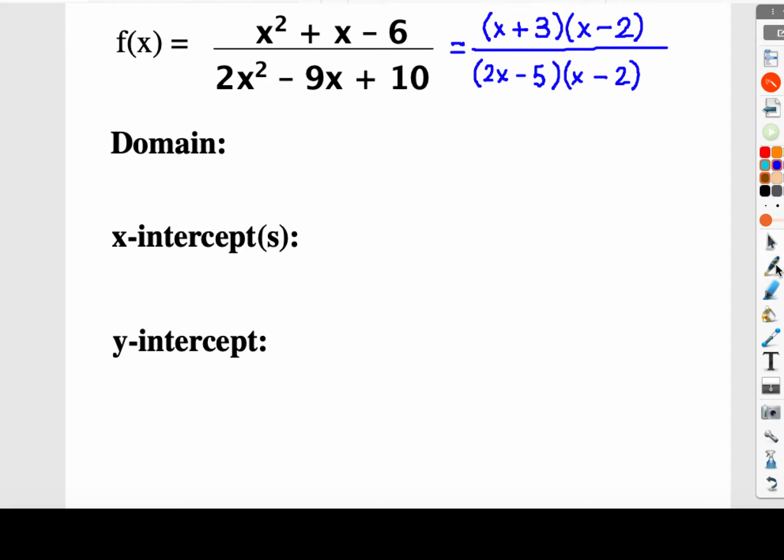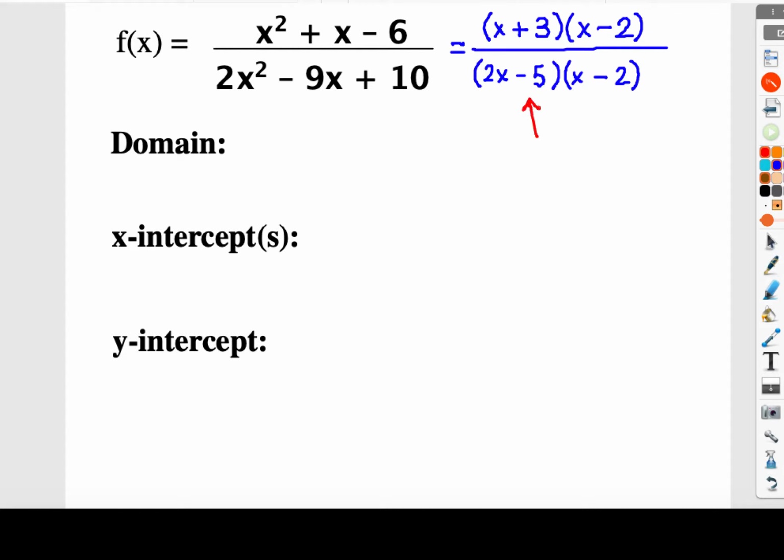Basically, when we talk about the domain, we're going to talk about numbers that can't be used for x. Basically, the domain is the numbers that can be used, but when it comes to a rational function, we're thinking about division. We're thinking about when would we end up dividing by 0. So what I'm going to do now is let's go ahead and do this.